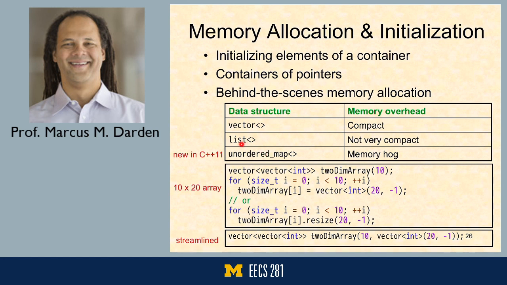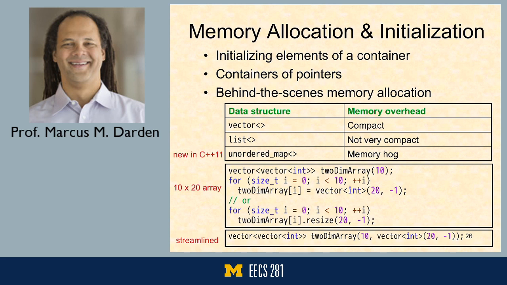The list, in terms of its memory overhead, is a doubly linked list. So it's got a forward pointer or a next pointer and a previous pointer for every object. So for every piece of data, there's an additional 16 bytes of memory used. So that gets to be quite large.